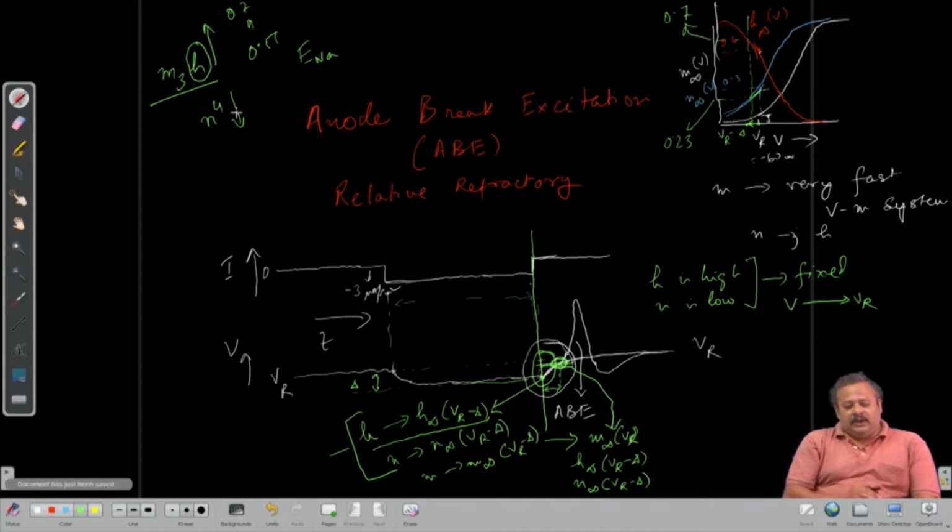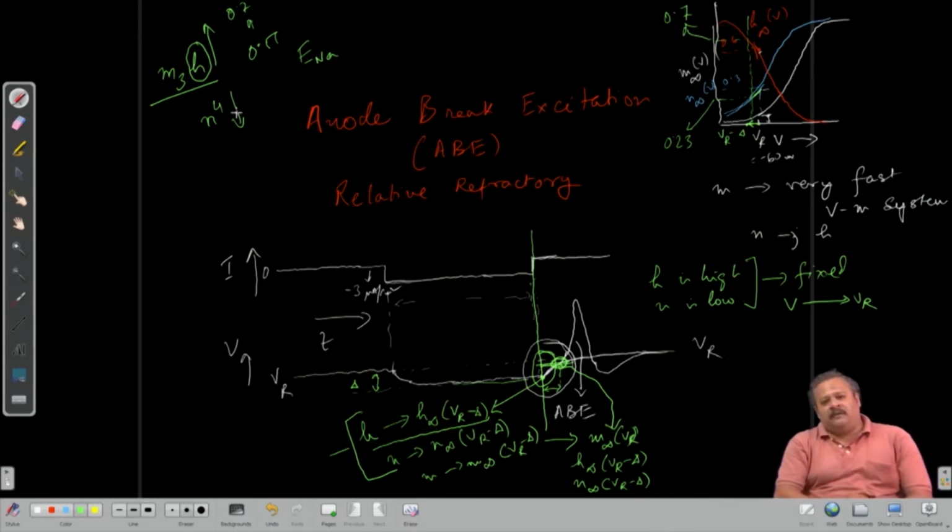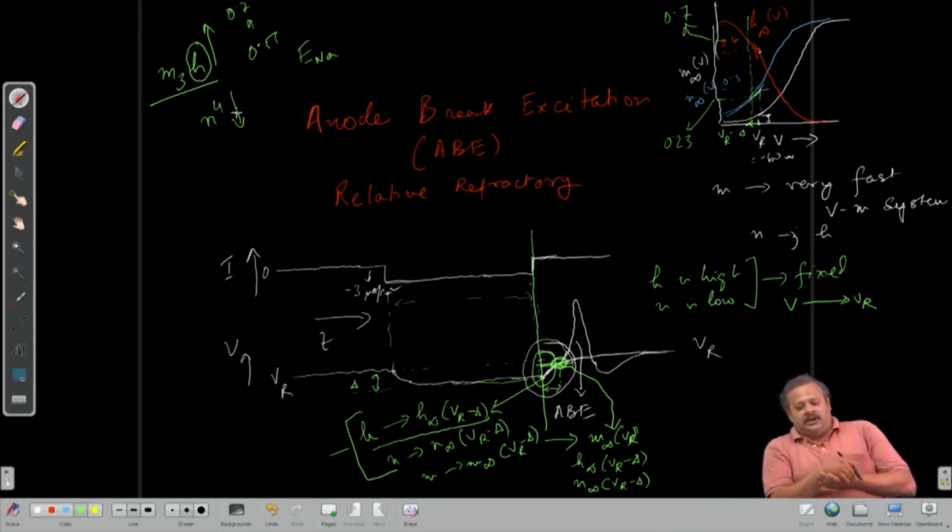These two currents together, this net balance current left when the membrane potential is at V rest but H and N are not at the steady state value for V rest, keep on increasing the membrane potential, and the same phenomena that we observe during action potential generation is repeated, and we get an action potential.